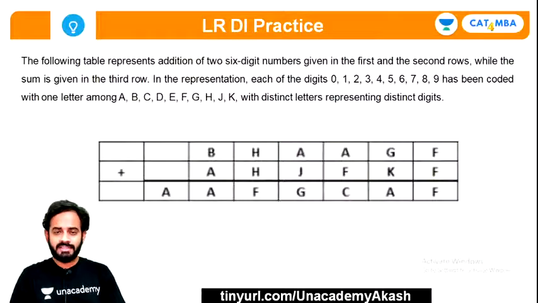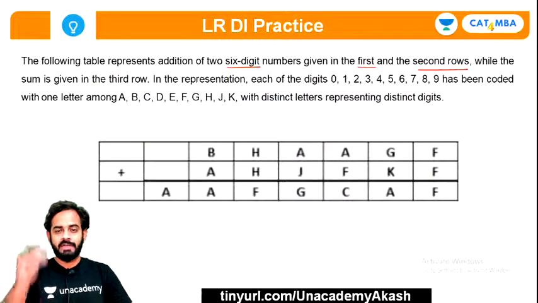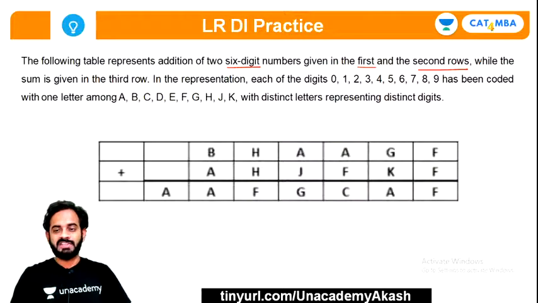Yeah, read this, and first of all I'll explain what are the different questions also. After reading this part, you need to have a look at the questions, what kind of questions have been asked. Okay, so just try to understand this part quickly. Read this guys. What is given here? The following table represents addition of 2 6-digit numbers given in the first and second rows, right? So we have 2 rows and both the numbers are 6-digit numbers. This one is the first 6-digit number and this one is the second 6-digit number. Okay, and its addition is given like this.